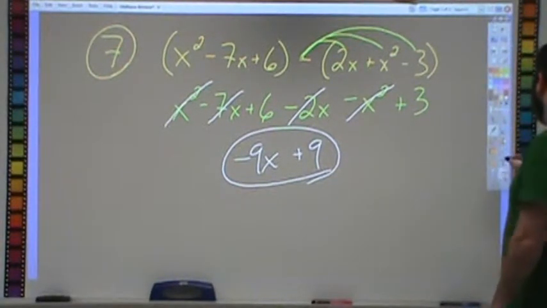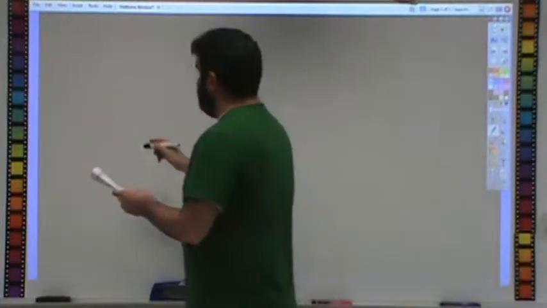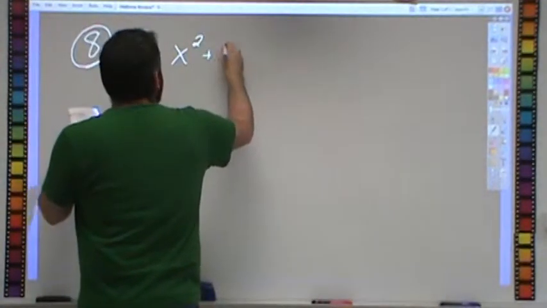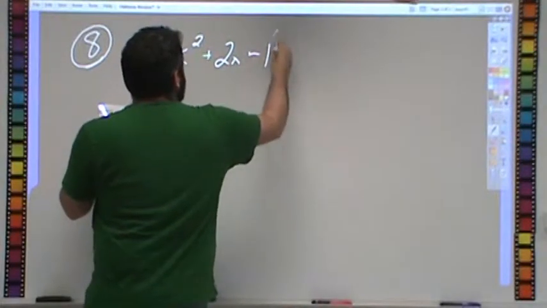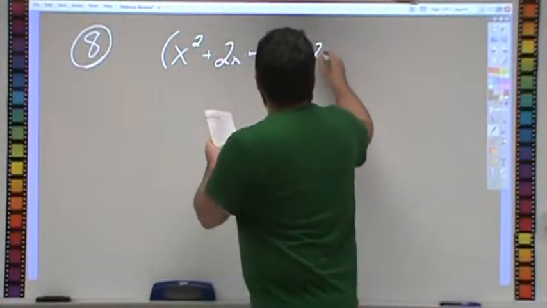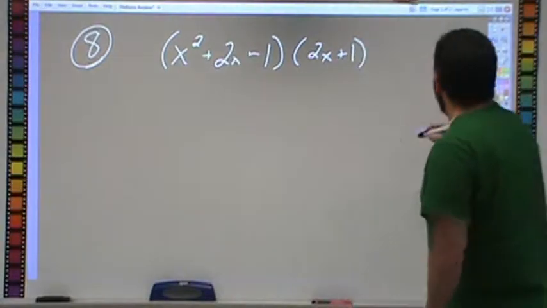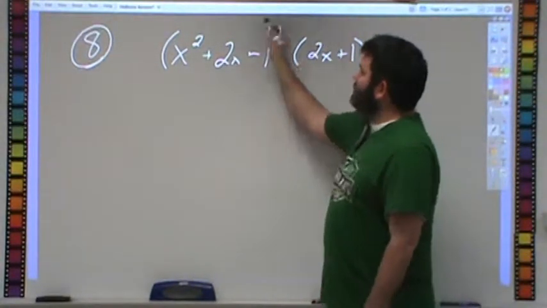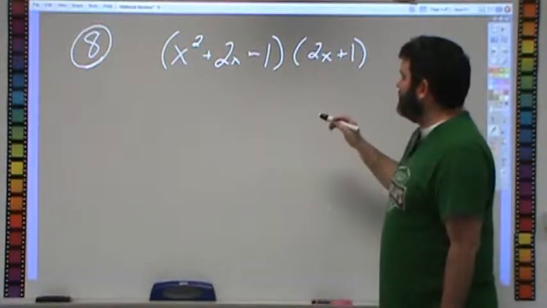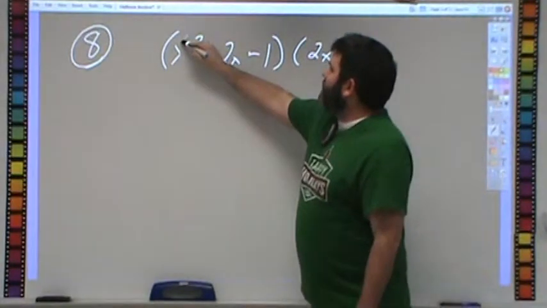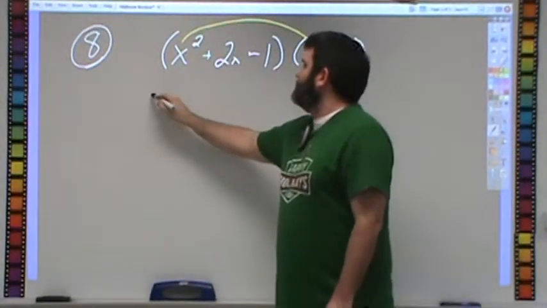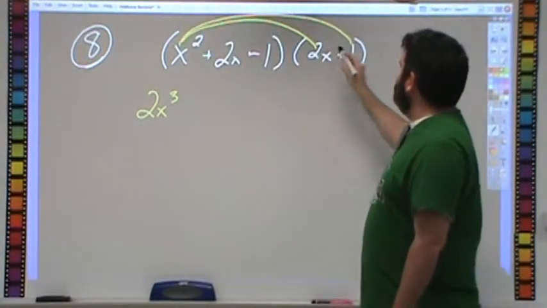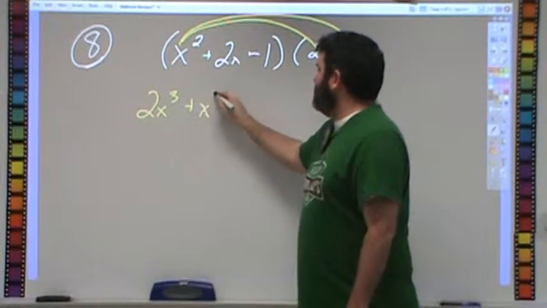All right, moving on. Number 8, a little bit of multiplying. X squared plus 2x minus 1 times 2x plus 1. All we're going to do here is a little distributing. Okay, you can either go little one into big one or big one into little one. It's not going to matter in the long run. So x squared times 2x would give me a 2x cubed. And then x squared times 1 would just give me an x squared.